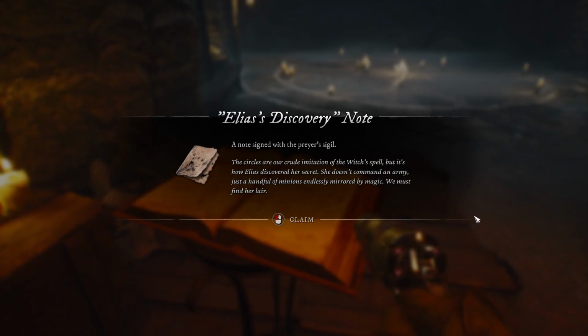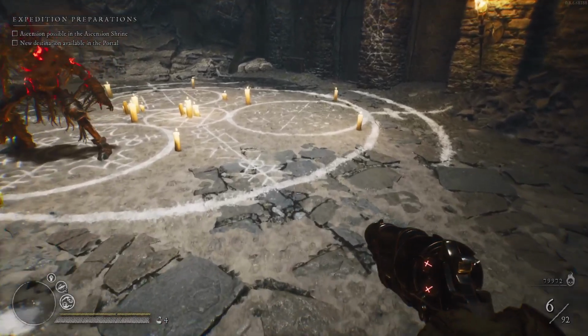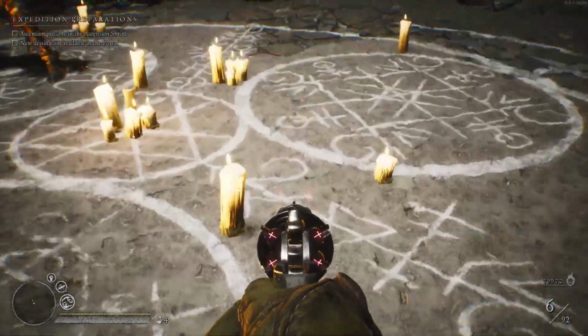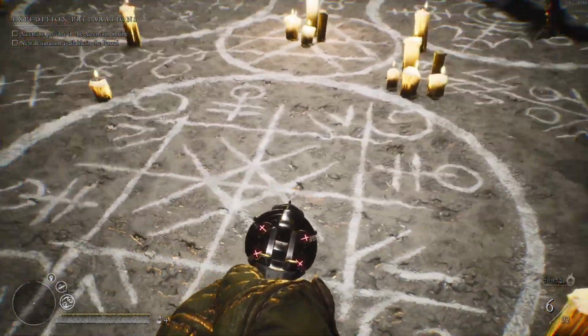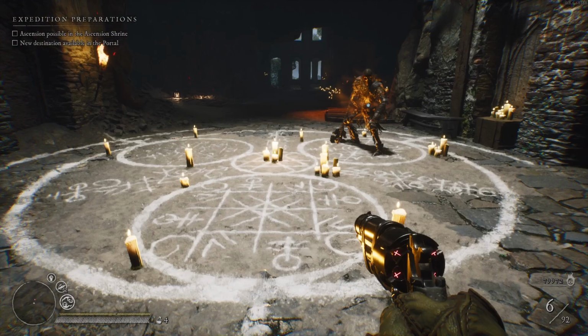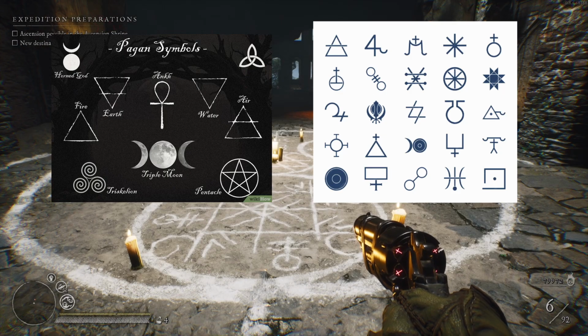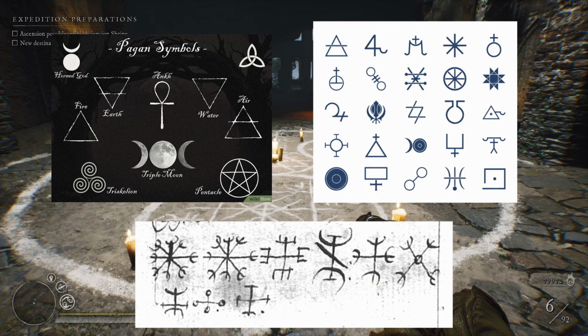We learned from Elias that the circles are crude imitations of the witch's spells, but to us they just look like a hodgepodge of different symbols from different cultures around the world. And they are. They look like magical circles with symbols from pagan and Wiccan worship mixed with alchemy and occult symbols all held together by Atlantic bind runes.